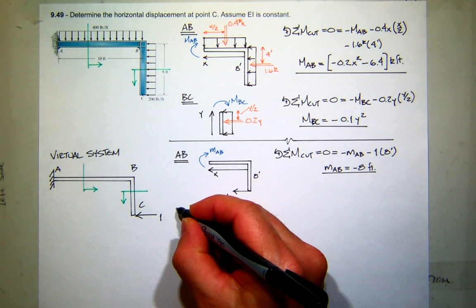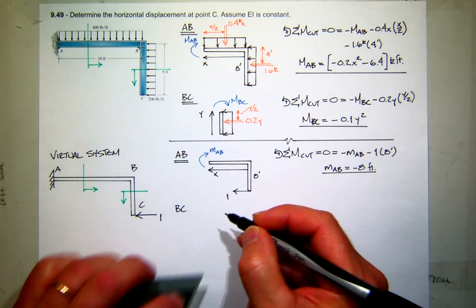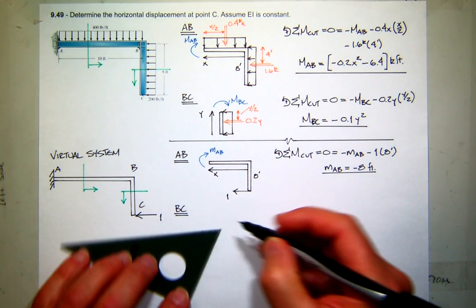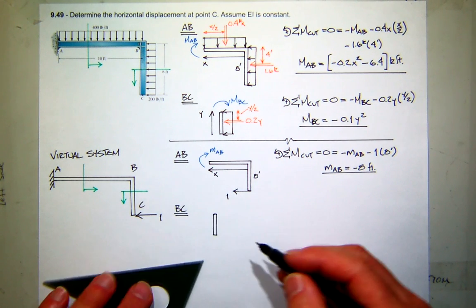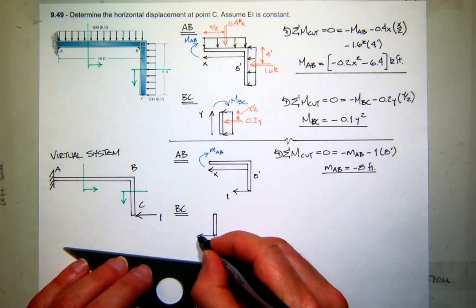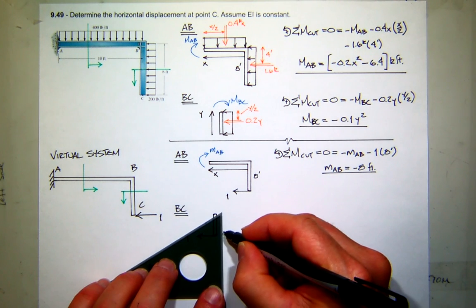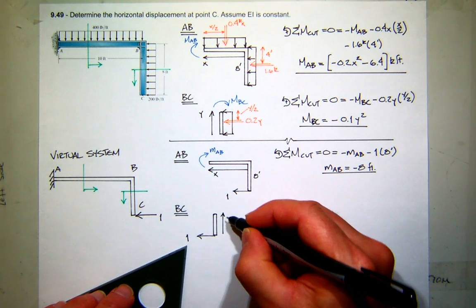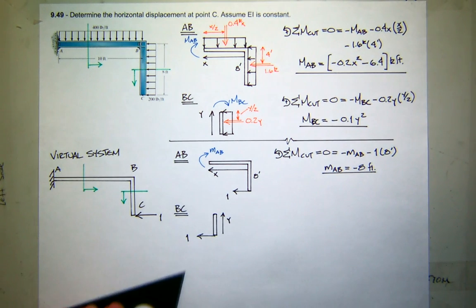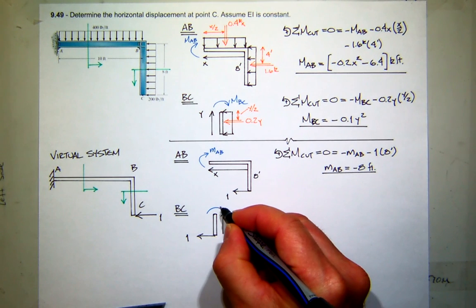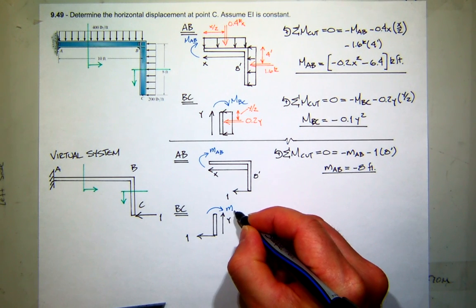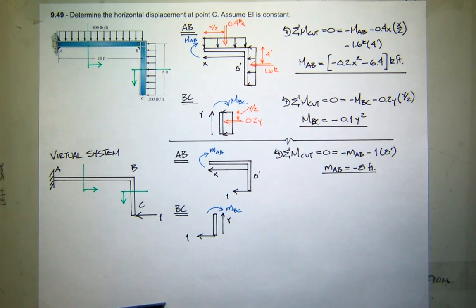So now if I go to BC and draw my free body diagram for that, I have my horizontal force. I assumed up was called Y. My moment was this way, so it'll be the same direction, except that's going to be the virtual moment in BC.